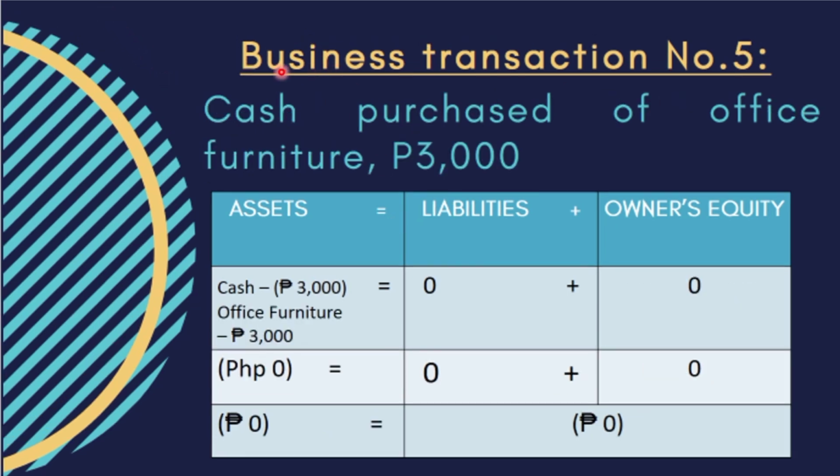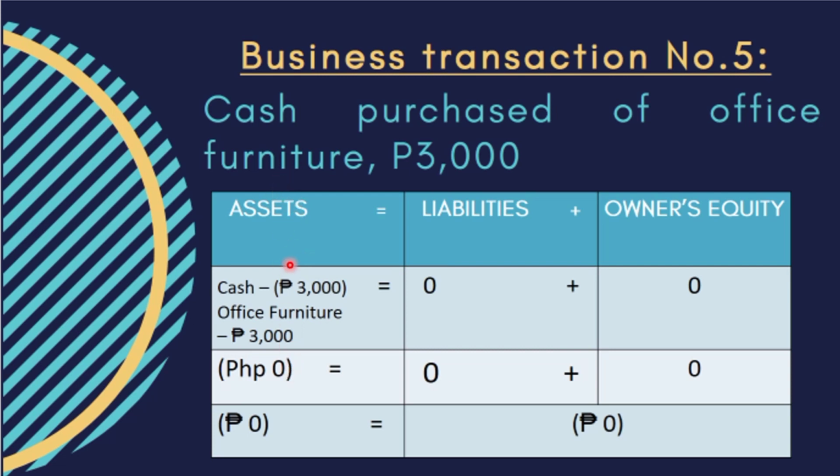Business transaction number 5. Cash purchase of office furniture worth 3,000. So our first step is to identify what account titles are involved in transaction number 5. The account titles that are involved are cash and office furniture. As you can see, this example is very different from our previous examples because there is no liabilities and owner's equity account involved. It is purely asset accounts.